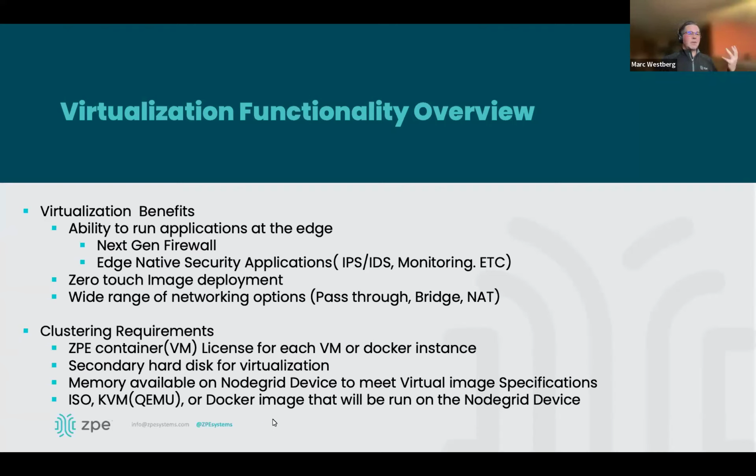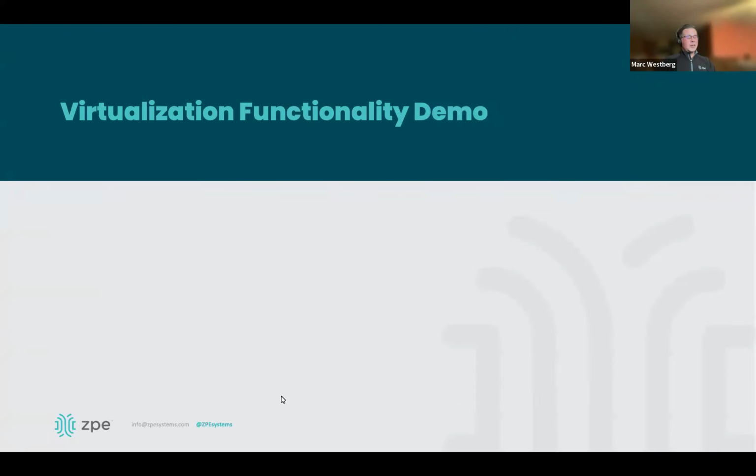And then an ISO. In my case, I'm going to be installing an Ubuntu ISO, which will be converted to a QEMU KVM image or a Docker image, and we'll go through what that looks like also. So without further ado, we'll jump into the demo.